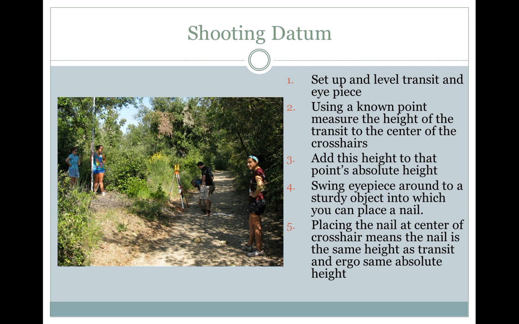Then all you have to do is swing the eyepiece around to a sturdy object into which you can place a nail, typically a tree. Placing a nail at the center of the crosshairs means that the nail is the same height as the transit and therefore also the same absolute height. You can then either nail the nail into the tree or, using a tape measure, move it up or down to try and create an easier number to add and subtract for your datum.